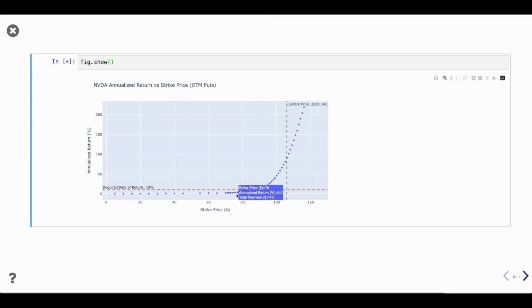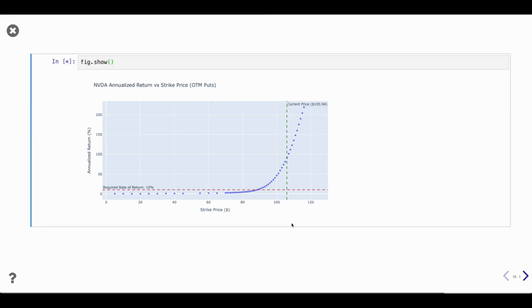As I hover over them, you can see the strike price, the annualized return, and the total premium also. So going back to the current price line here, since we're dealing with put options, every point to the right of this green line is considered an in the money option, and everything to the left is considered an out of the money option. Since we're dealing with cash secured puts, we want to focus on out of the money options. So basically we want to look at all the options to the left of this green line.